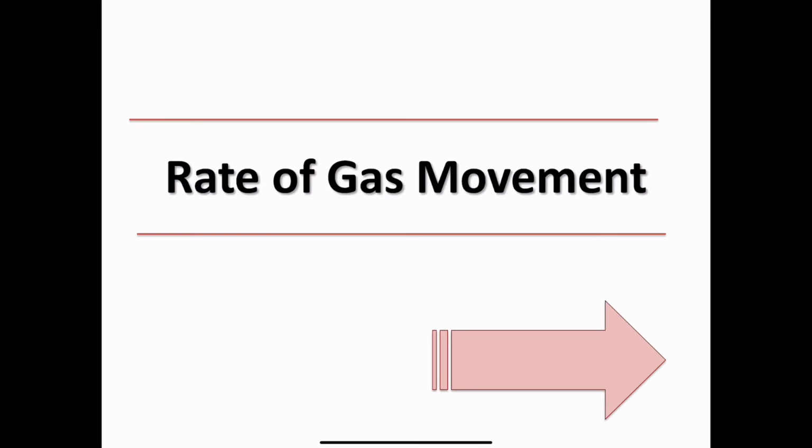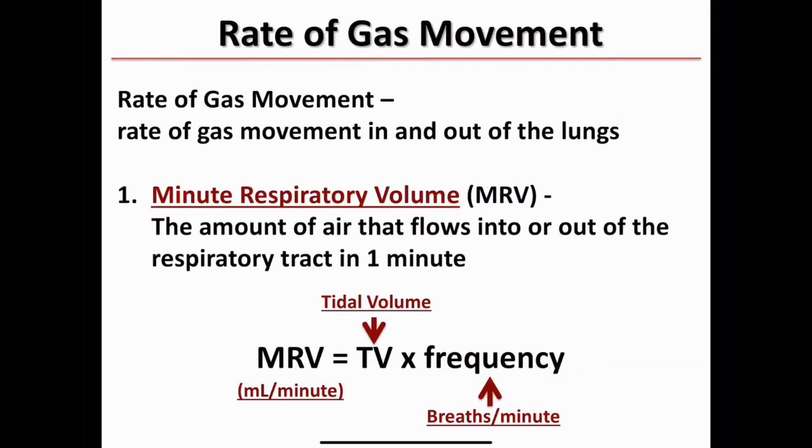And that duration of time is usually a minute, and that's what these two measurements of the rate of gas movement are measured in terms of: 1 minute. So we're going to talk about, first of all, the minute respiratory volume, or MRV, which is the amount of air that flows into or out of the respiratory tract in 1 minute. It doesn't matter whether you're talking about the amount that flows in or out, because the amount that flows in or out is going to be the same over the course of a minute. And I'll show you what I mean by that right now.